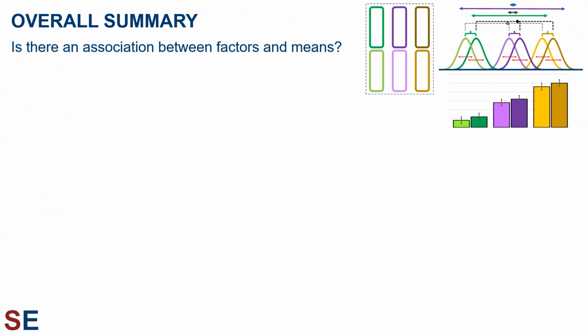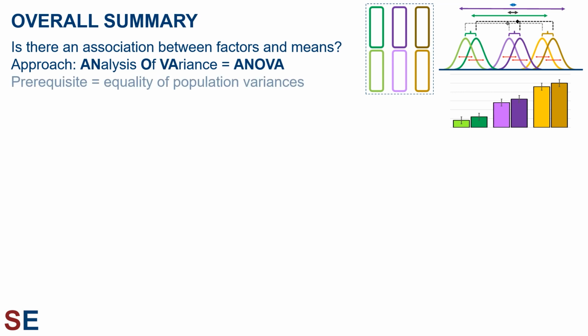Let's sum up how we use the two-factor ANOVA approach. Here's the question we're seeking to answer. Is there an association between two factors and the means of groups that differ in the values and combinations of the factors? The factors can be either numerical or categorical. The approach to answer this will be an analysis of variance, which is abbreviated as ANOVA, and this will be a two-factor ANOVA because we're interested in two different factors which may influence the means, as well as any interaction between them. As with the one-factor ANOVA, a prerequisite for doing the two-factor ANOVA is the equality of population variances, which we would typically test using an F-max test.